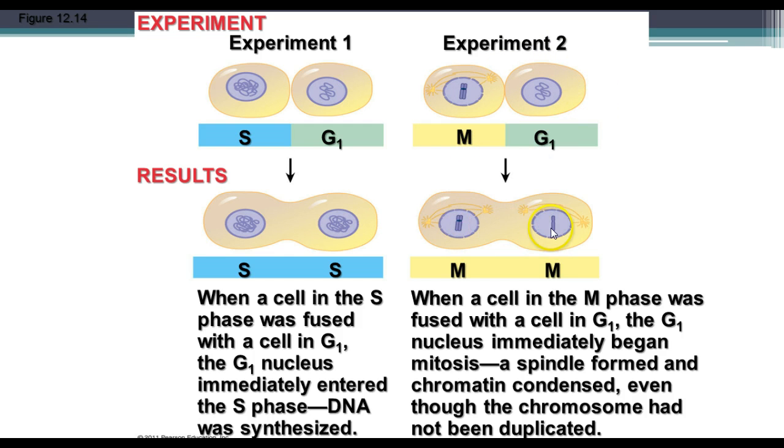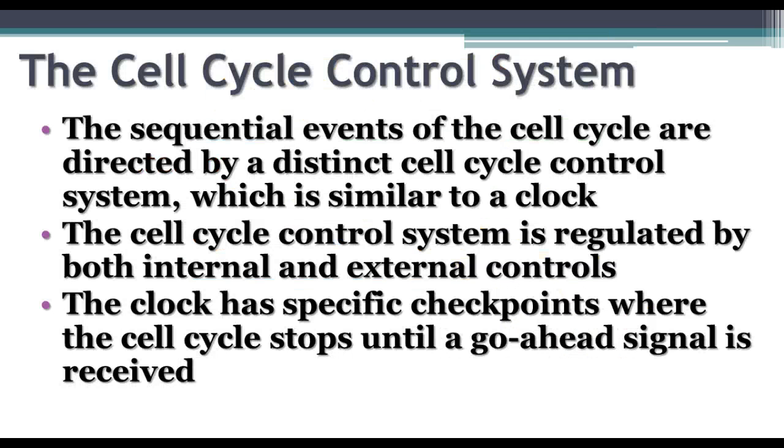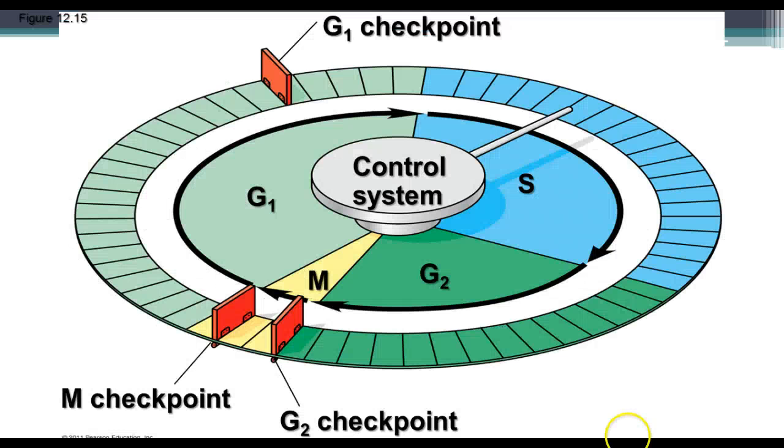And when they were fused, the spindle formed and the chromatin condensed into chromosomes, even though the chromosomes or the DNA had not been duplicated. So there's some kind of chemical signal that stimulates these processes to occur. There basically is a cell cycle control system, and there are several checkpoints in the cell cycle where the cell cycle will stop unless there's a go-ahead signal that's received. It looks sort of like this if you put it on the diagram.